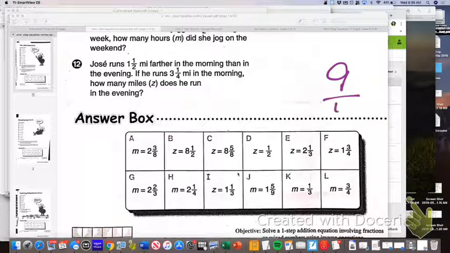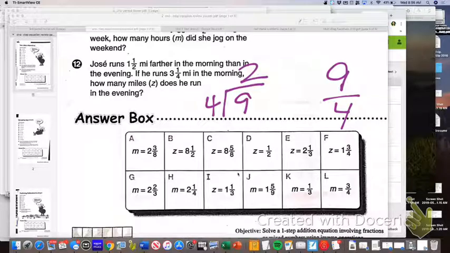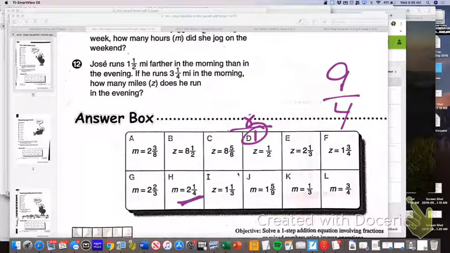To turn 9/4 back into a mixed number, you do 9 divided by 4. How many times does 4 go into 9? Twice, right? 2 times 4 is 8, so you have 1 left over. So it's going to be 2 and then 1 out of 4. Yeah, that threw you? Oh, I need to do a better job explaining it then.